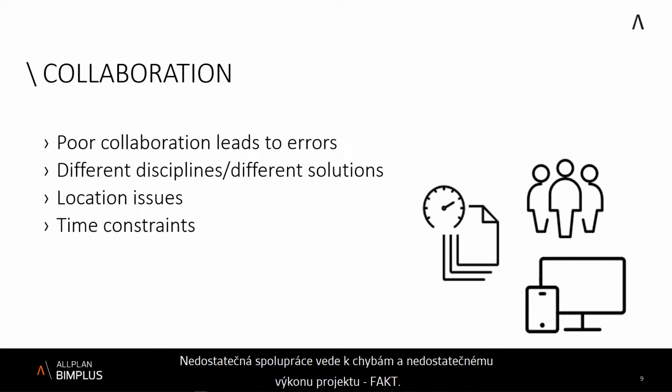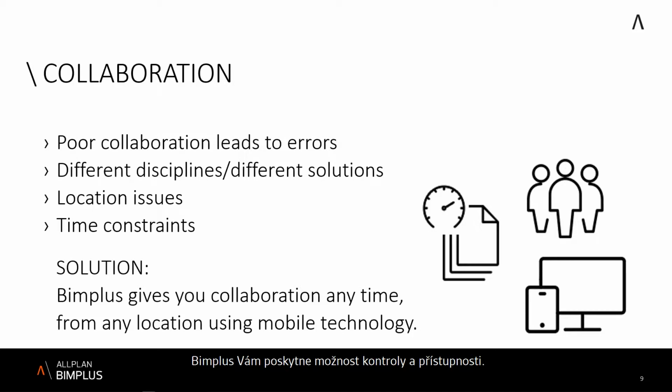Poor collaboration leads to errors and poor project performance. Fact. A solution must take into account that collaboration should be able to be done at any time and from anywhere in the world. Bimplus gives you this level of control and accessibility. The next video shows how Bimplus enables efficient collaboration.